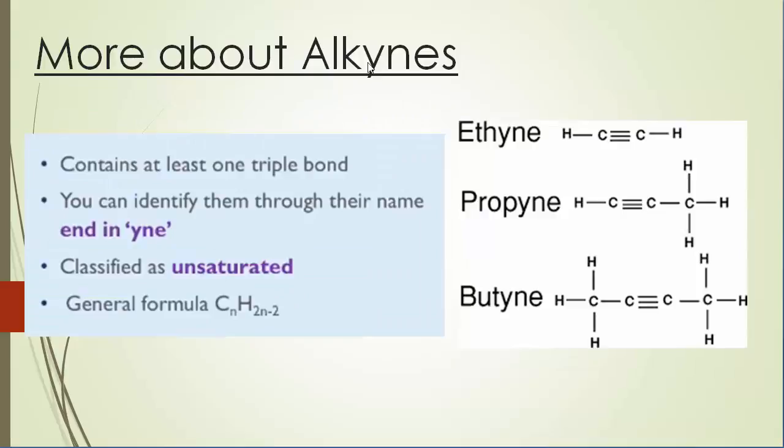The last one is about alkynes. Alkynes contain at least one triple bond. If you see here to the left, you can identify them through their name ending in YNE, and they are classified as unsaturated hydrocarbons. The general formula is like that.